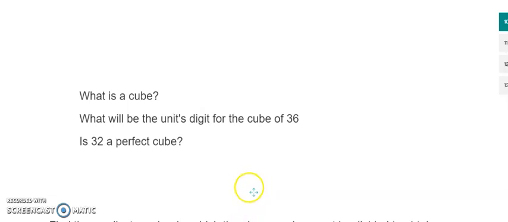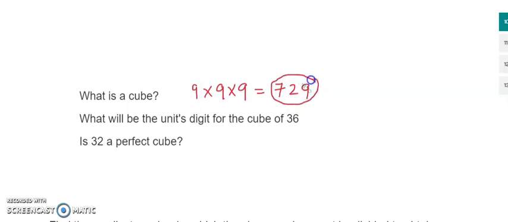What is a cube? A cube is a number which you get after multiplying a particular number to itself 3 times. That means if I multiply, let's say, 9 to itself 3 times, then the answer that I'm going to get is 729. So 729 is called the cube of 9. In that, I can say 729 is 9 cubed, correct?